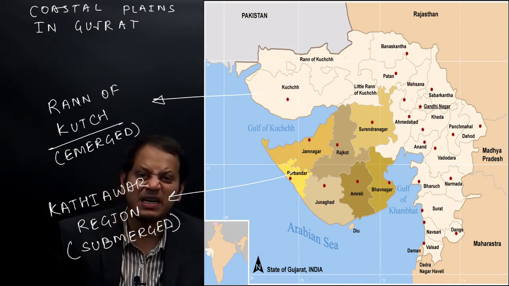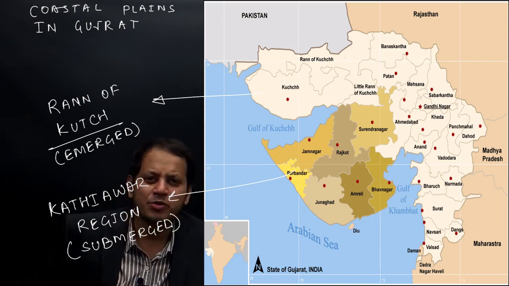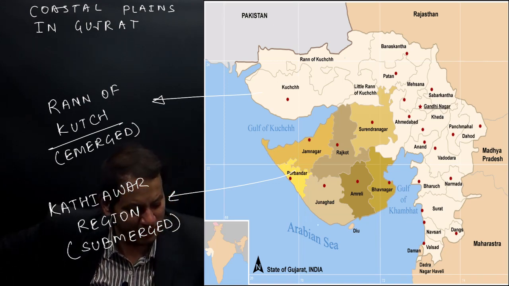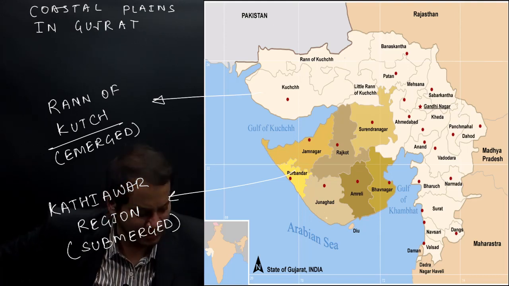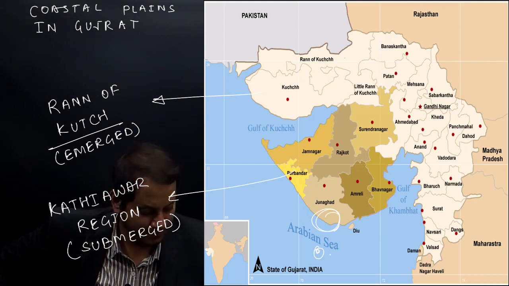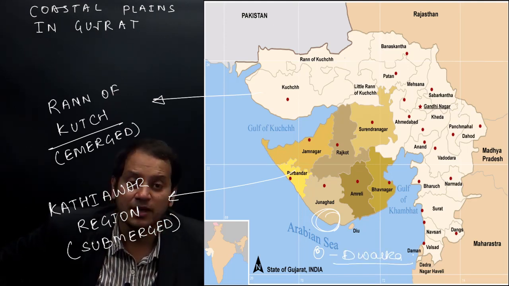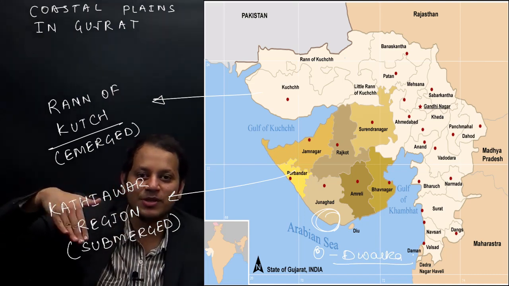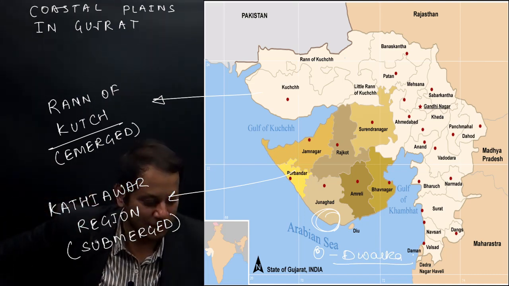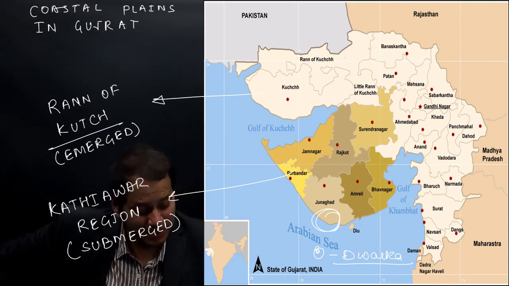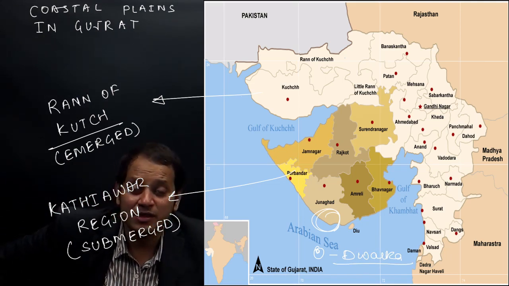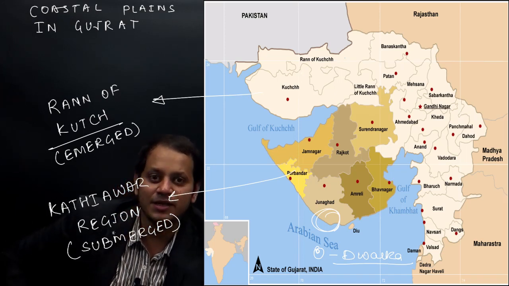How to remember it? You need to use mythology sometimes. If you remember, Dwarka of Krishna was somewhere in this Gujarat region. Now it has gone below the sea. Why? Because it is an example of a submerged coastline. That area has gone below the sea. Rann of Kutch, how to remember? It is an emerged coastline. Remember, this Rann of Kutch was an island which was surrounded by sea on all the sides. Therefore, it is an island.